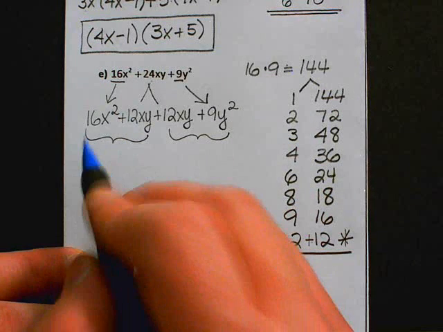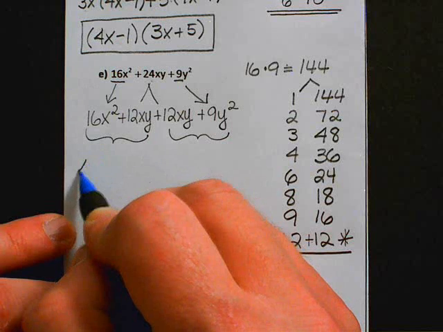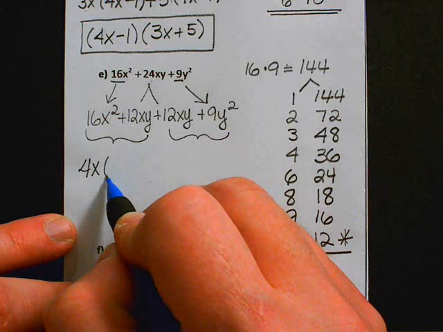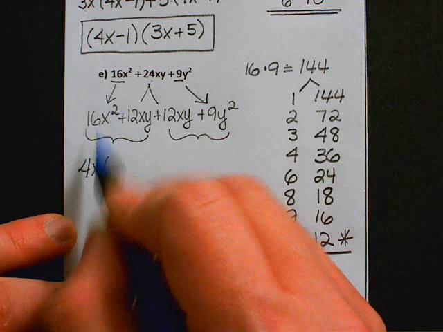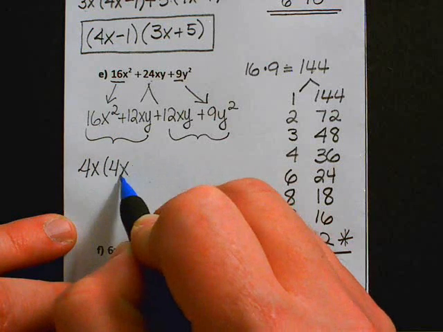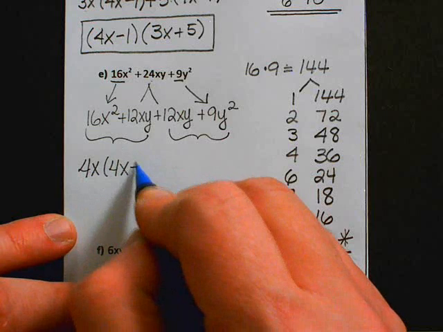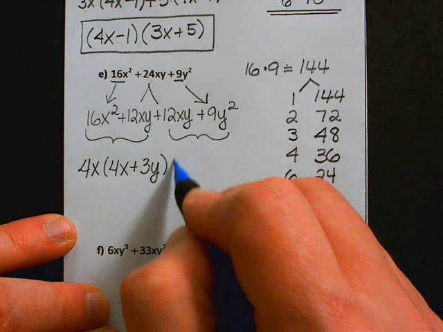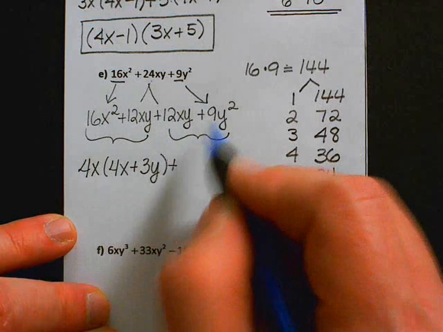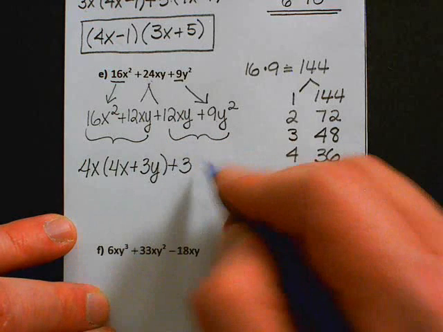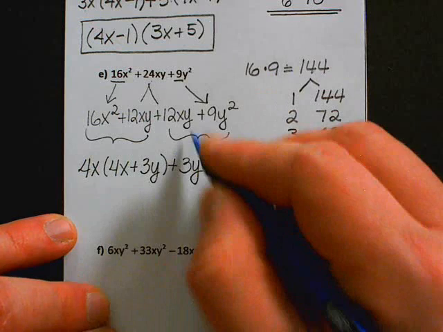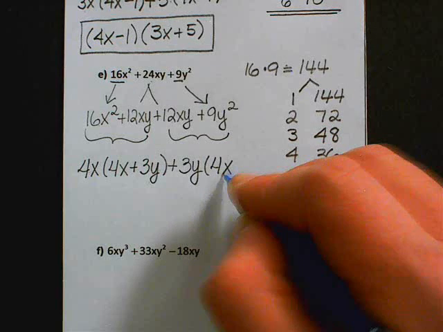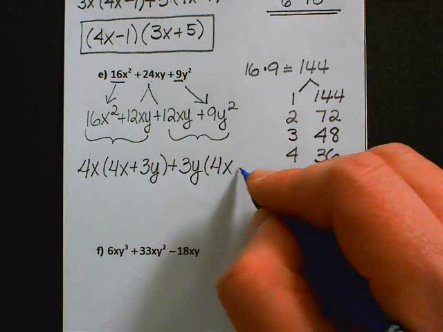Looking at the first two, what can I factor? I can factor out a 4, and also I can factor out an x. So that means this 16x squared divided by 4x becomes 4x, and 12xy divided by 4x becomes 3y. On the second one, I'm going to bring down the positive. What can go into 12 and 9? The answer is 3. And I can also factor out a y. So 12xy divided by 3y will be 4x. And 9y squared divided by 3y equals 3y.